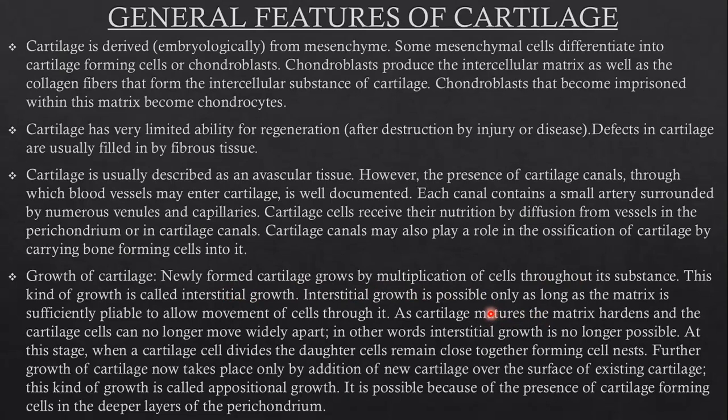At this stage, when a cartilage cell divides, the daughter cells usually remain close together, okay? They will form the isogenous groups, okay? Further growth of cartilage now takes place by addition of new cartilage over the surface of the existing cartilage, okay? The appositional growth. And this appositional growth is possible due to presence of the chondroblasts on the inner cellular layer of perichondrium. Okay.